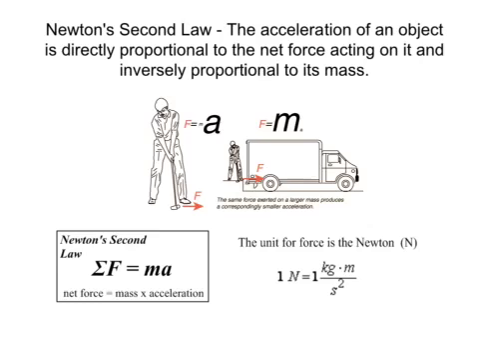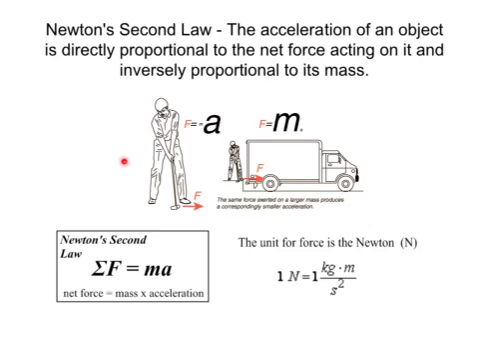Okay, so Newton's second law tells us that the acceleration of an object is directly proportional to the net force acting on it, and it's inversely proportional to its mass. In class we're going to do several activities to look at this relationship, but essentially the relationship between acceleration and net force is directly proportional, and the relationship between acceleration and mass is an inverse relationship.